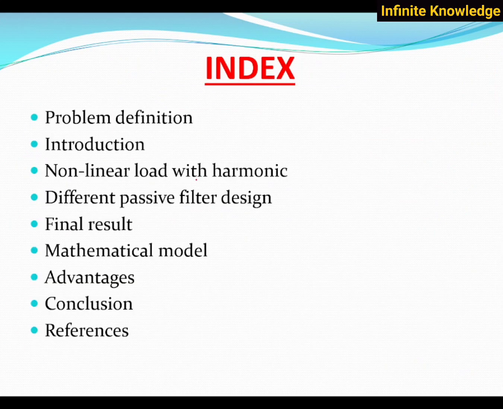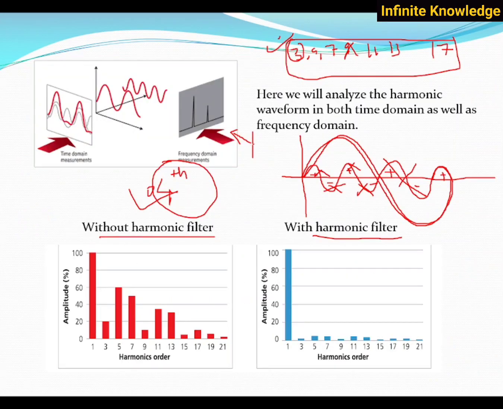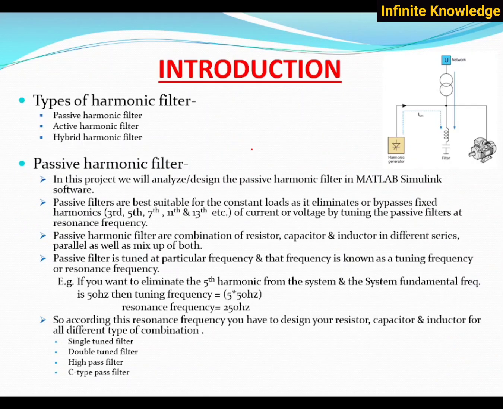So I think I have covered most of the things about harmonics very clearly. So we are now going in depth into our project. I think this video will become very long, but if you see all the steps perfectly, you will get more idea about it. So the types of harmonic filters are passive harmonic filter, active harmonic filter, and hybrid harmonic filter. Hybrid means it's a combination of active and passive.